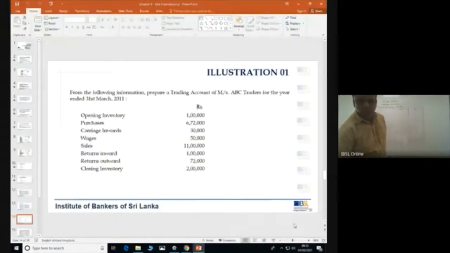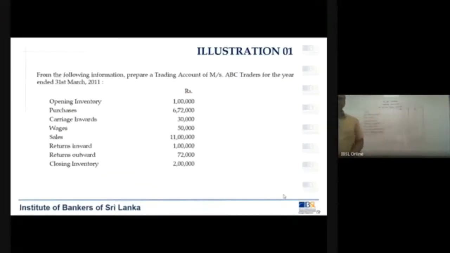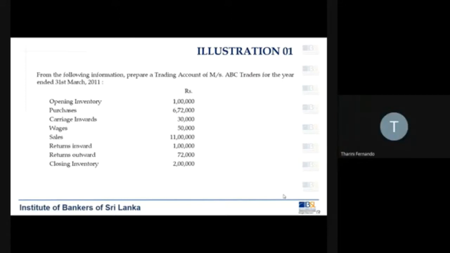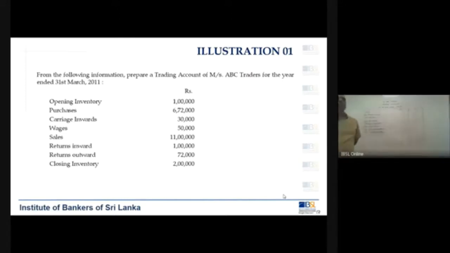Right? So if you look at the question, there is opening inventory, which is your opening stock, purchases, carriage inwards. There is something called wages. What is that? What is wages? An expense. Yes, an expense. But what is it? Administration expense. It's an administration expense. Any other answers?